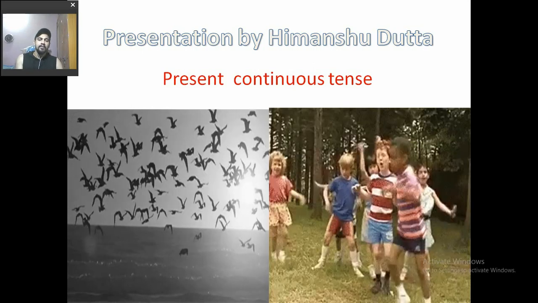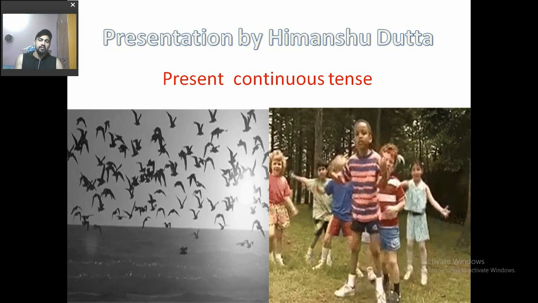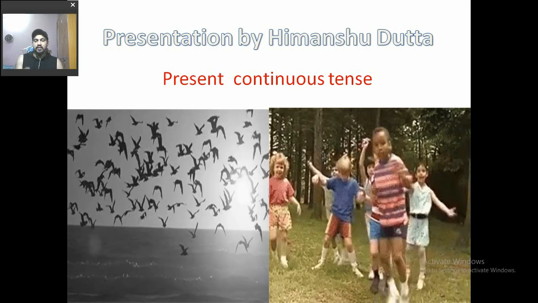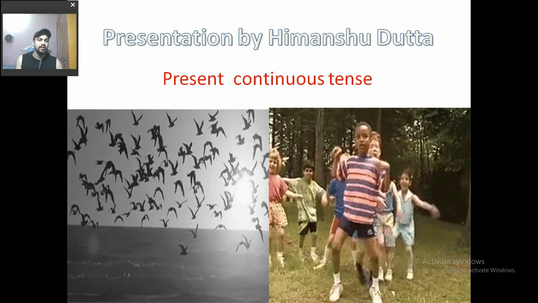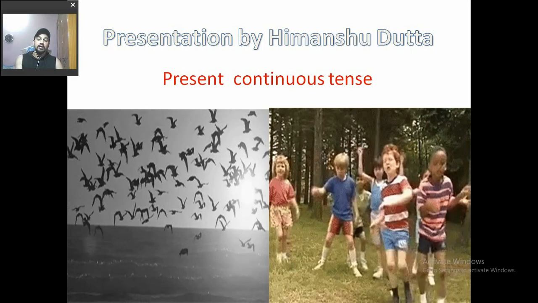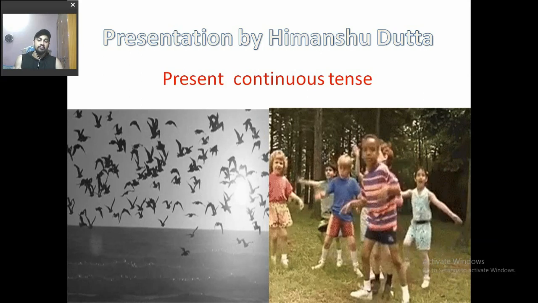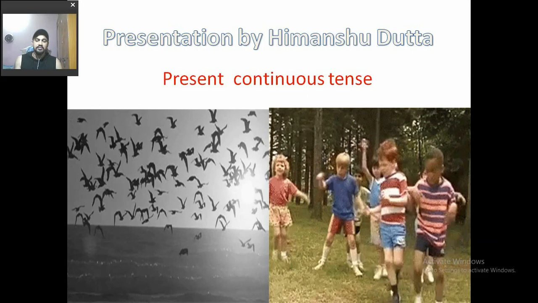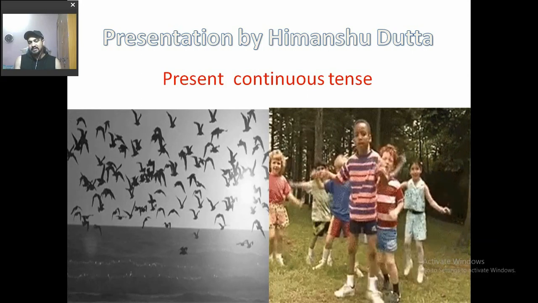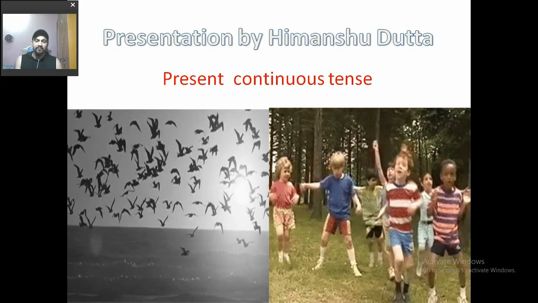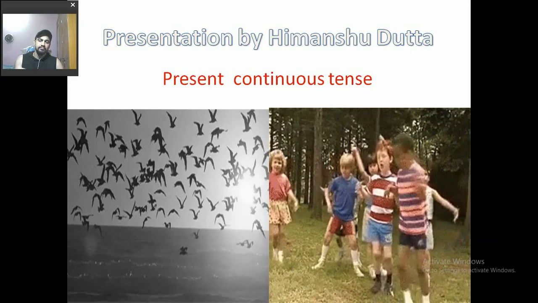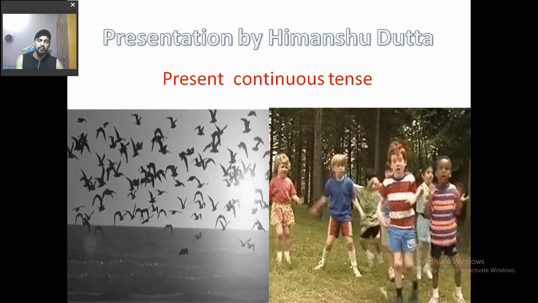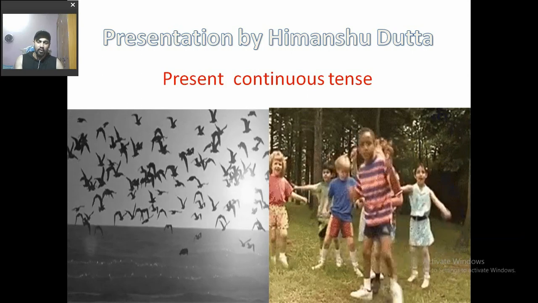Then you can see the picture, where the children are playing right at the moment of the speech of the speaker. I'm saying that the children are playing in the woods. Or here you can see a number of kids doing some sort of dance, as well as some sort of funny moves. So they are playing, and right at the moment of the speech we can get to know that they are doing some action, that is, an ongoing action.